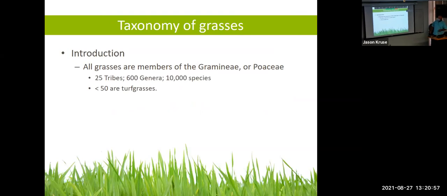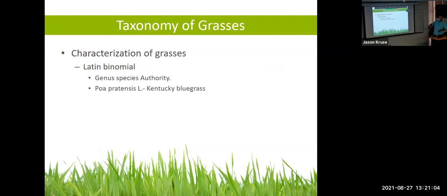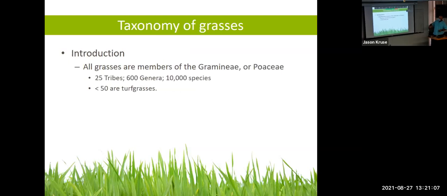Taxonomy of grasses. All the grasses are members of Gramineae or Poaceae. Of more than 10,000 species, less than 50 are used as turf grass. Less than 50. When you even think about it, bamboo is a grass, corn's a grass, sorghum's a grass. There's a lot of different grasses. Some we use for forage, some for food production for us. Some are of aesthetic value, but there's very few of them that we're actually able to use and maintain in turf grass systems.